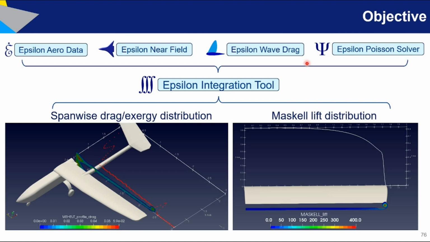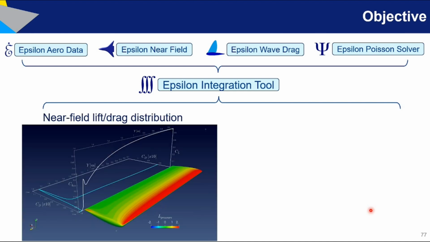The same tool can also be applied to determine the Maskell lift distribution, which requires a specific approach. It's the same approach in the sense that you use multiple positions all along the span to determine the drag density at each position. In this case, you determine the lift at each span-wise station. But the way you process data changes, so it's something specific for Maskell. And you can also apply the same tool, Epsilon Integration Tool, this time to Epsilon Near Field. So you can take the data available at the body surface and determine the distribution of lift coefficient, the distribution of total drag coefficient, and even the components.